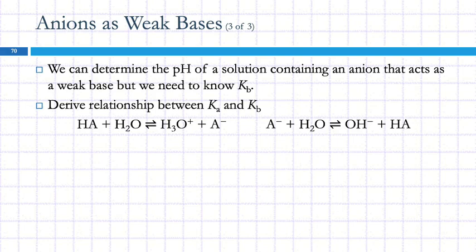I'm sorry, we were talking about anions as weak bases. How do we determine the pH of that solution? Well, we can figure it out if we know what Kb is for that anion that acts as a weak base. So there's a relationship between Ka and Kb. So let's look at this.